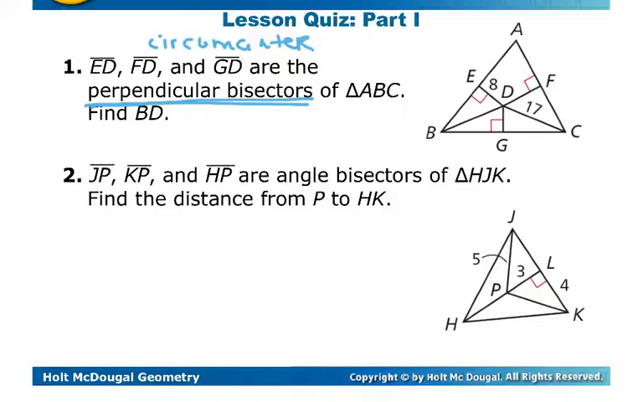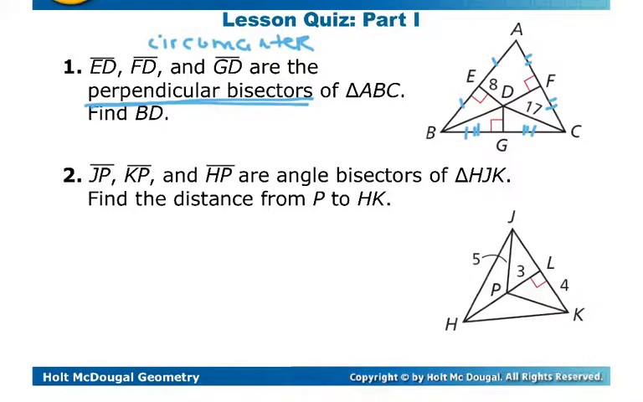If ED is something that cuts this in half, then that means this piece and this piece are the same length. It also means this piece and this piece are the same length, and also this piece and this piece. So the idea is that if you know it's perpendicular, we do in fact then know for the bisector part that each of those have been cut in half. So how will that help us?